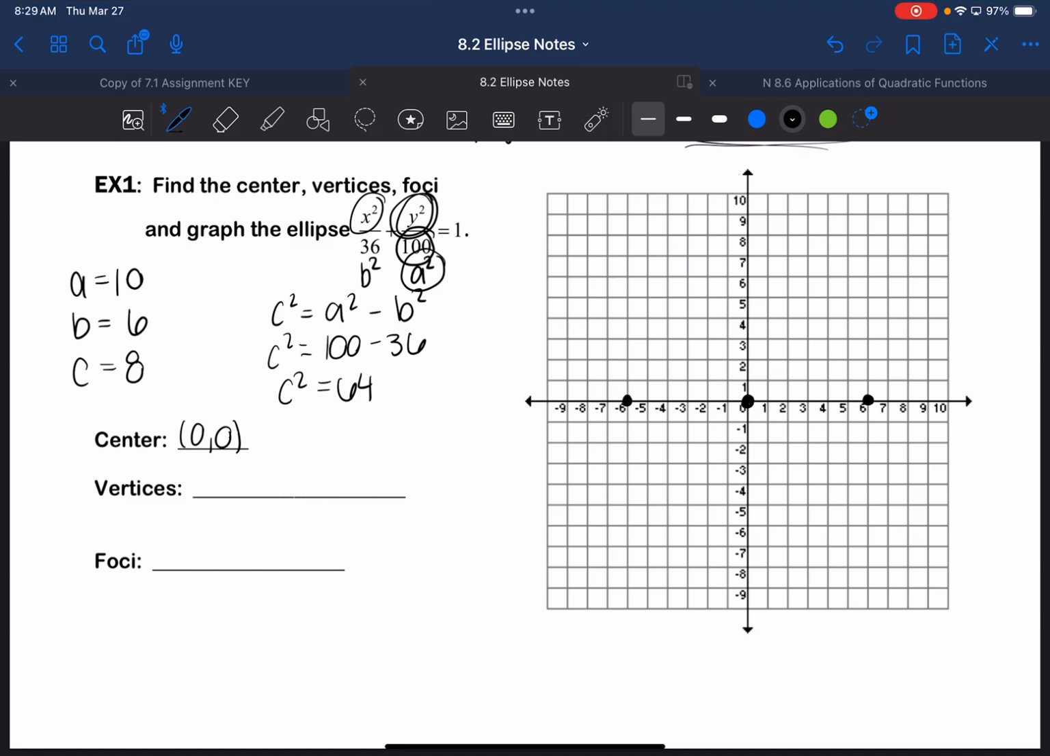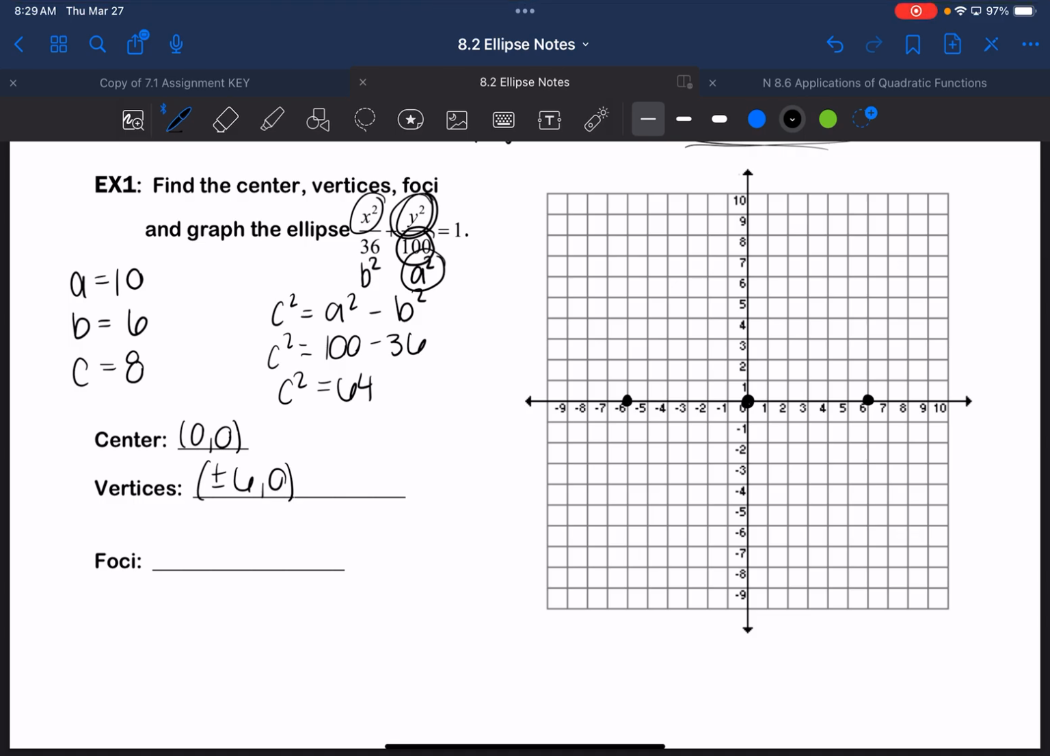Because it says that point is at h minus b. So we have vertices at those 2 points, which were at plus and minus 6, right? So I'm going to list those two.